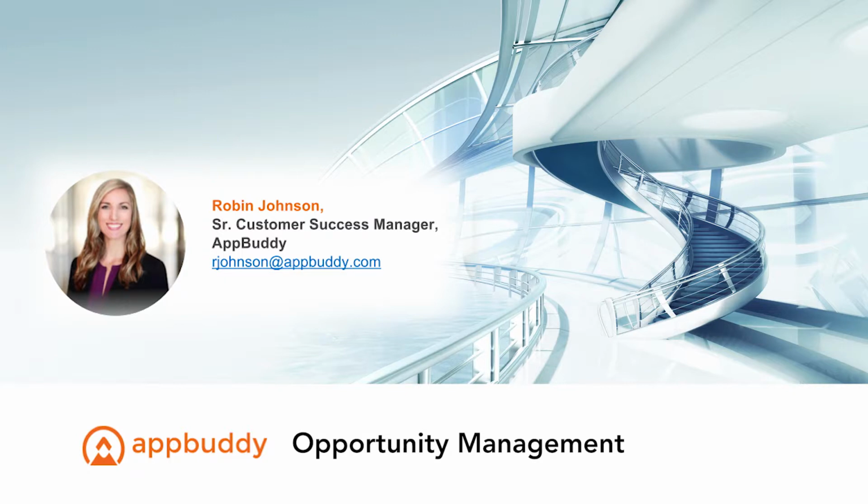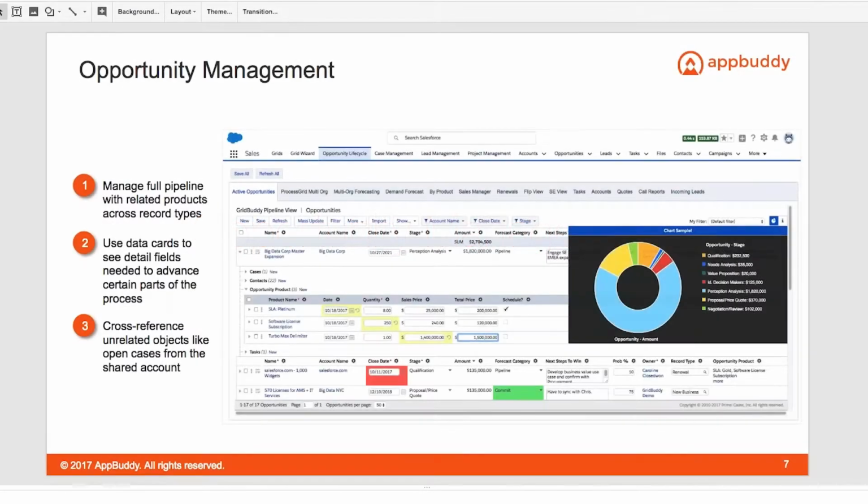So if you're not currently using GridBuddy to manage your opportunities, I'll take a wild guess here and assume that your sales team spends way too much time updating opportunities when they could be out there selling. In Salesforce, updating an opportunity requires multiple page loads, navigating in and out of different records, which can be time-consuming and a little cumbersome. And as we all know, poor data entry leads to inaccurate forecasting.